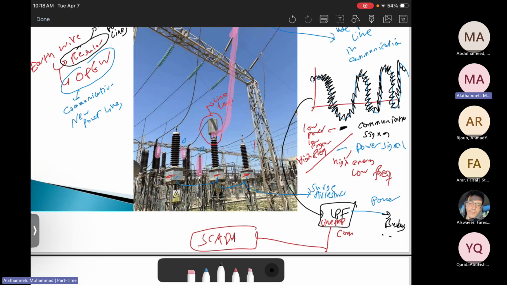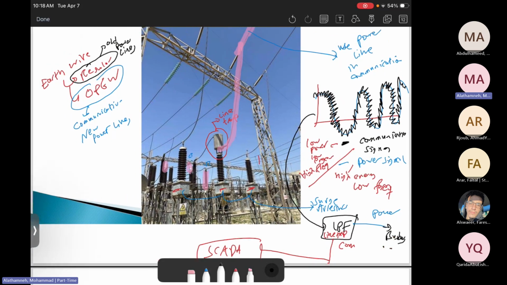Then the line trap again, which is a low-pass filter, will split the signal into a power signal and a communication signal. And it is used only in old electrical substations and old power lines. Nowadays, in modern power lines, there is no need for the line trap. We are using the OPGW, and that's it.